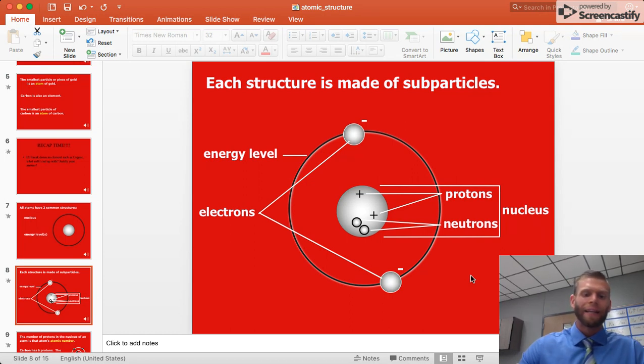On the outside, in those energy levels, we have electrons. Electrons are in the energy levels and they are negatively charged. You see the little minus signs out there by the electrons.